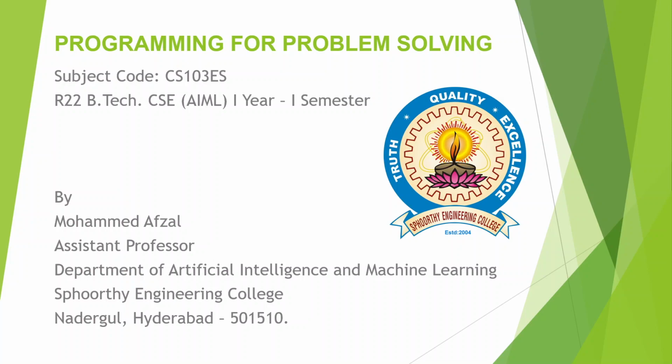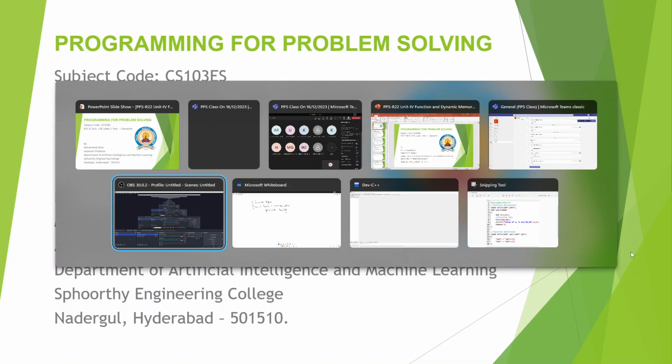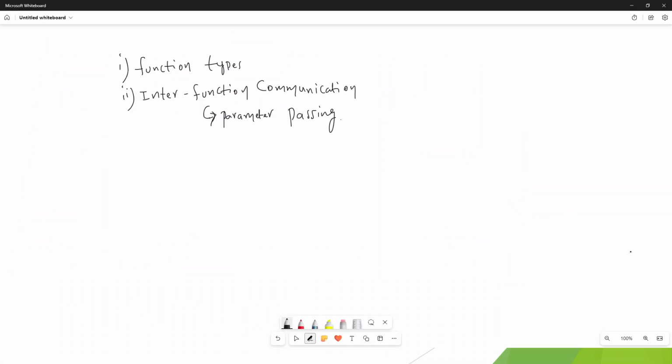So with all this understanding, let's get into some of the advanced topics in functions, because after knowing how to declare, how to define, and how to call a function, we need to understand some of the important advanced topics inside functions. In today's session, our focus is going to be on two important things. The first one is function types, and the second one is interfunction communication, which we also call parameter passing.